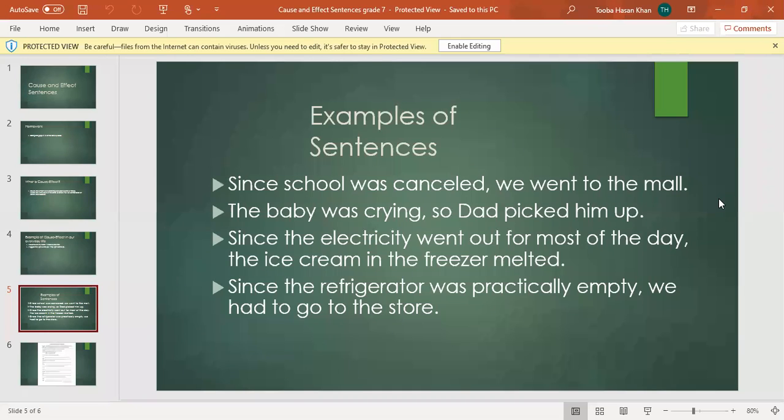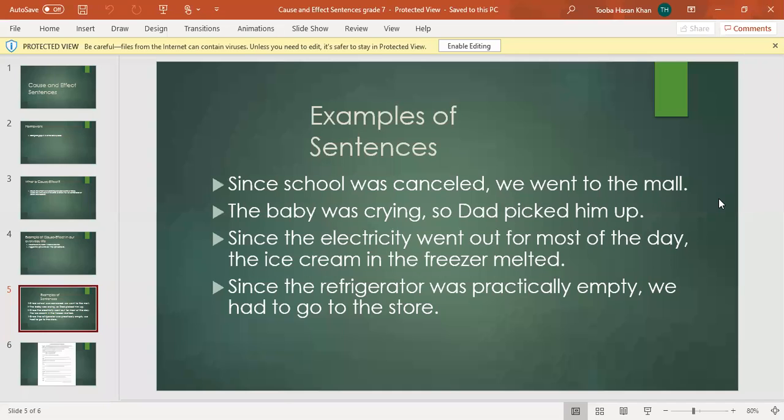The baby was crying, so dad picked him up. You might have seen around you, there might be your younger brother or sister or maybe your cousins. When they cry, the parents pick them up and they try to calm them down to make them quiet. So why did the dad pick up the baby? What is the cause? The cause is that the baby was crying. Or you can also say, because the baby was crying, what was the effect? That the dad picked up the baby in his arms.